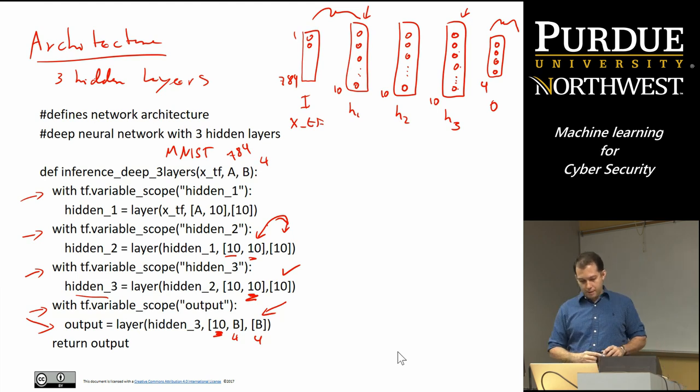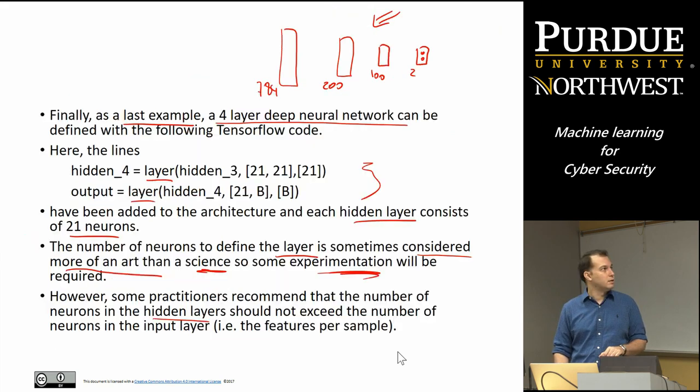All right. So this is the architecture. So we're done. I mean, we are literally done. There's no more code to give, I think. So in the last example, a 4-layer deep neural network can be defined with the following TensorFlow code. And those are the lines there. So this architecture is 21 neurons.